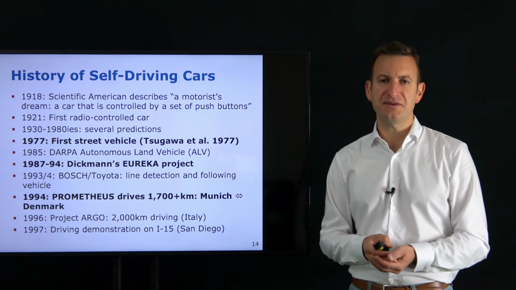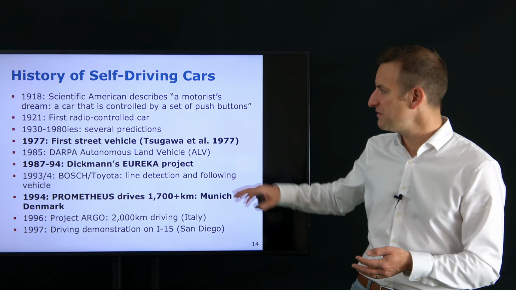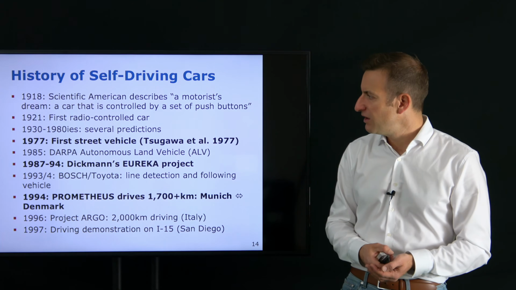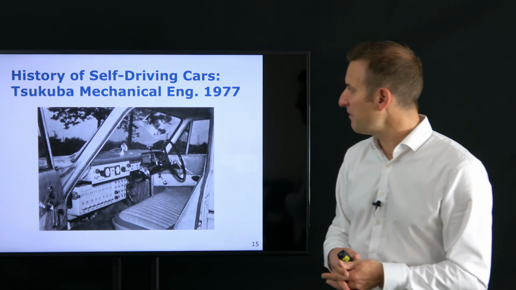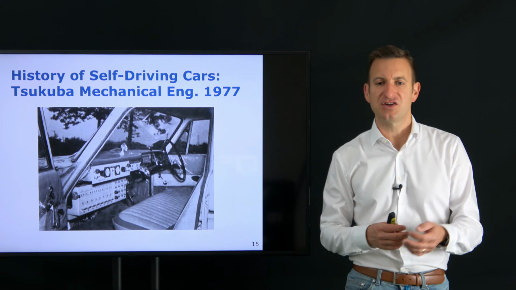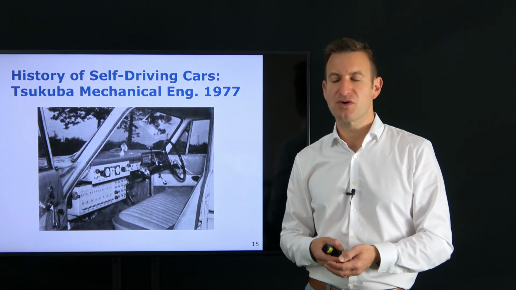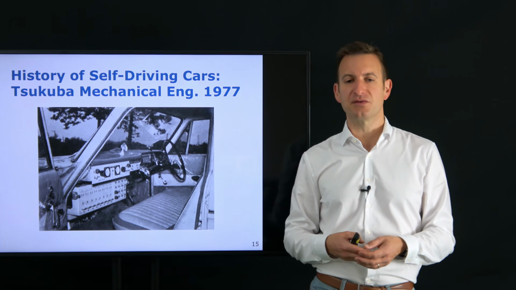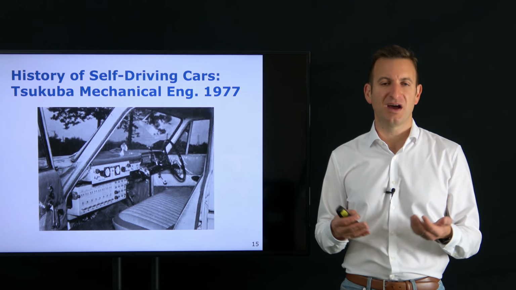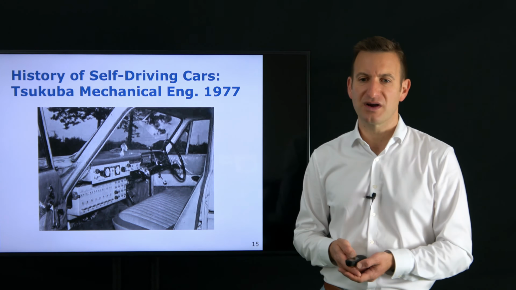I want to show a few examples of historical vehicles, so the first street vehicle, and then a video about the achievements that Dickmanns has made. I couldn't find that much video material, but I found this image that showed this instrumented vehicle that was able to drive around 20 miles per hour, using a camera to observe the road in front of it and then perform basic steering commands. So this was the first vehicle that was instrumented and used to realize autonomous driving.